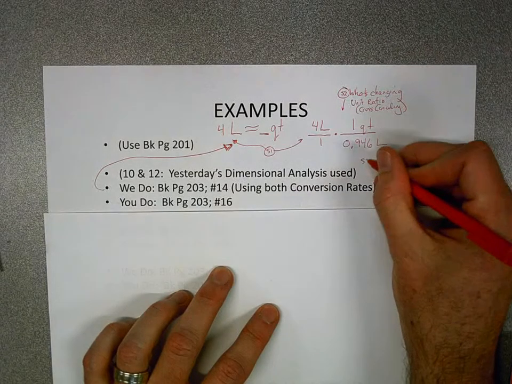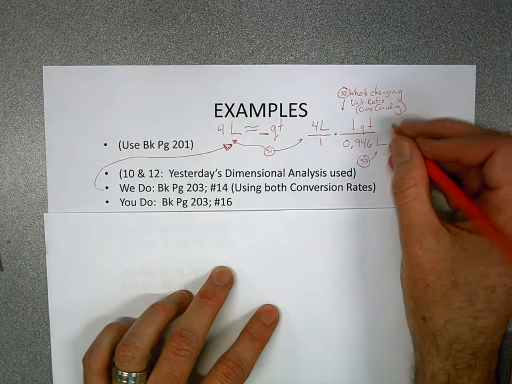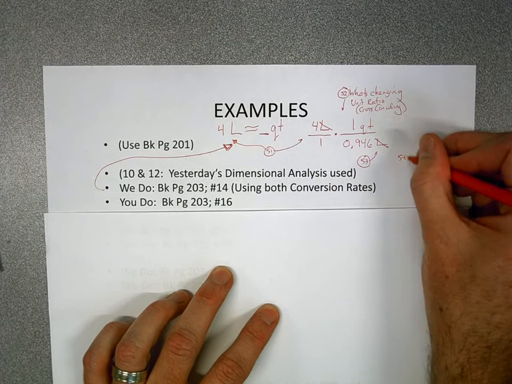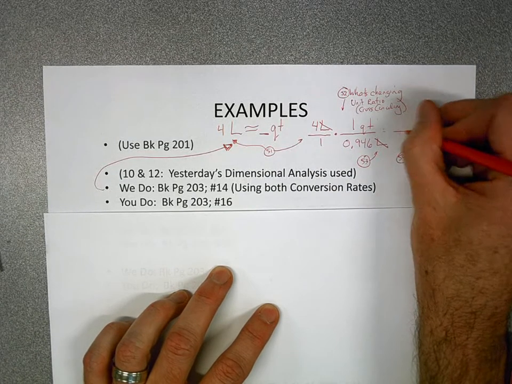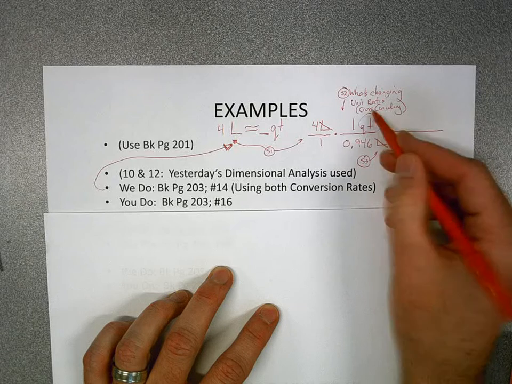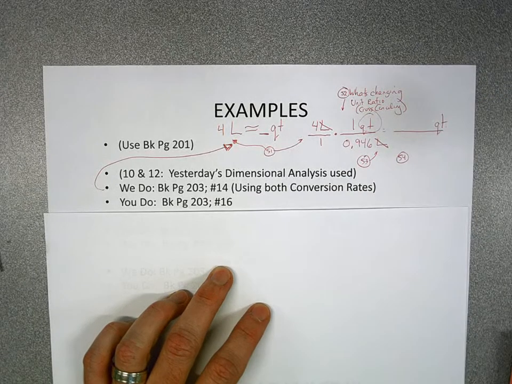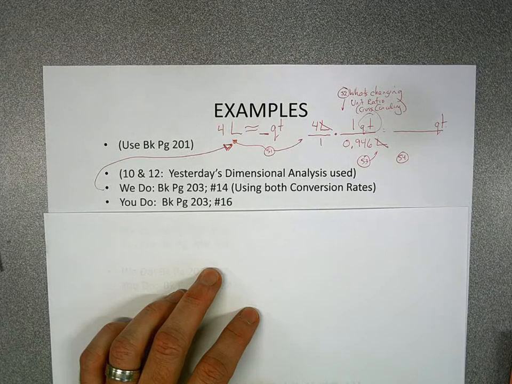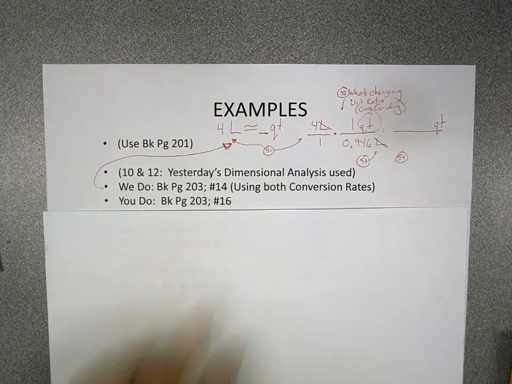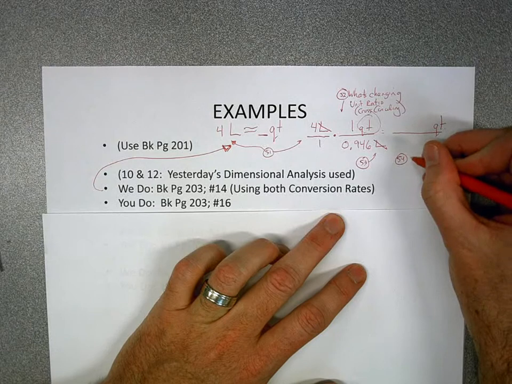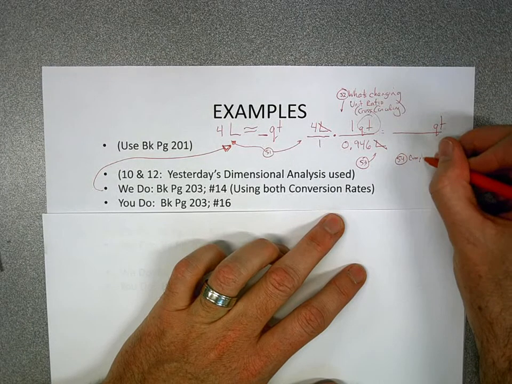Step 3, remember yesterday? Cross cancel. I'm cross canceling liters. That should be off. Step 4. Let's go ahead. Look what's left over. Well, on the top it is quarts.